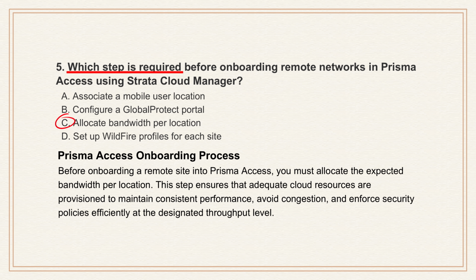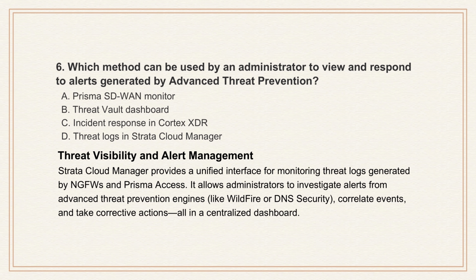Okay, so once everything's connected and traffic is flowing, you need to see what's happening, especially threat-wise. How does an admin view alerts, say from advanced threat prevention? According to the source material, that's done via the threat logs. In Strata Cloud Manager again? Yes, within the same management interface. Those logs show the alerts, give you details about the detected threat, source, destination, all the info you need to investigate. Okay, so that's the central dashboard for threat visibility and response.